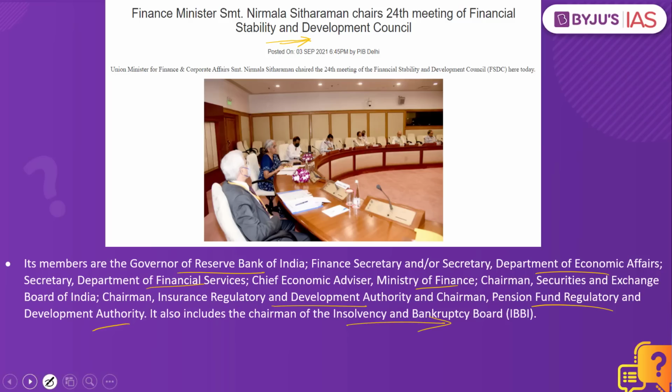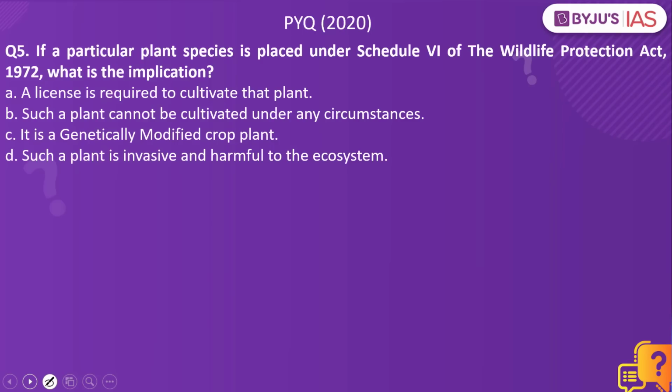Now let's look into the next practice question. If a particular plant species is placed under Schedule 6 of the Wildlife Protection Act of 1972, what is the implication? A, a license is required to cultivate that plant. B, such a plant cannot be cultivated under any circumstances. C, it is a genetically modified crop plant. D, such a plant is invasive and harmful to the ecosystem. The answer to this is A, which means a license is required to cultivate that plant. This happens to be a previous year question from the year 2020.